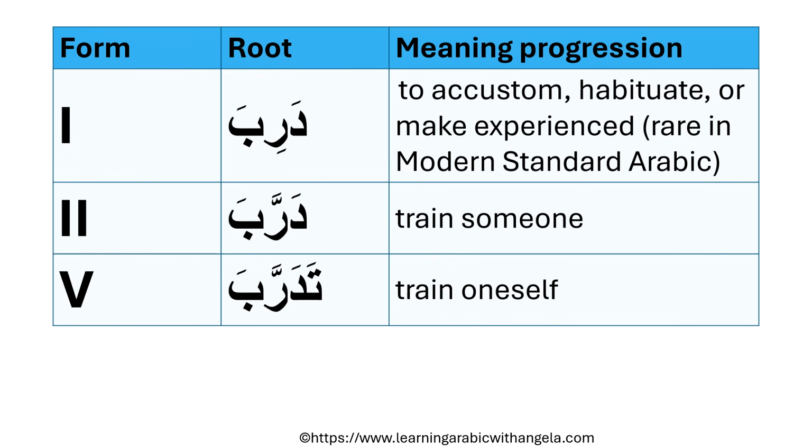If we look at these verbs, dariba means to get habituated to something or get experienced with something, and that's pattern 1. Now we double the ra, pattern 2, darraba, and that means to get someone used to something, i.e. to train them. And then pattern 5, we're going to add the ta, tadarraba, and that means to train oneself. So you're doing the action.